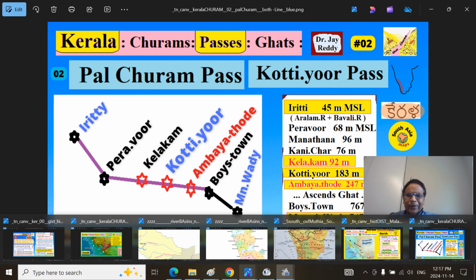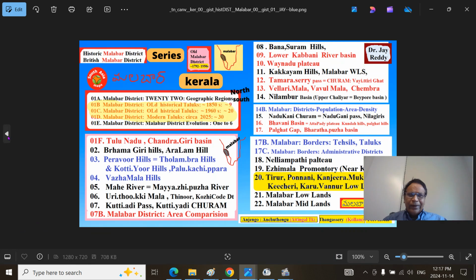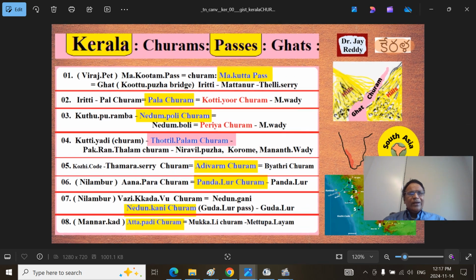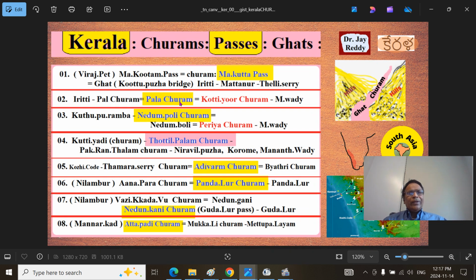And friends, this is our Kerala Churam passes Ghats series. We are in part 2. That is the Palchuram Pass, Palchuram Ghat or KottiYoor Churam Ghat between Iritty town on the west in the Kannur district and ManathWady urban center in the Wayanad district. That is the pass we are talking about today.